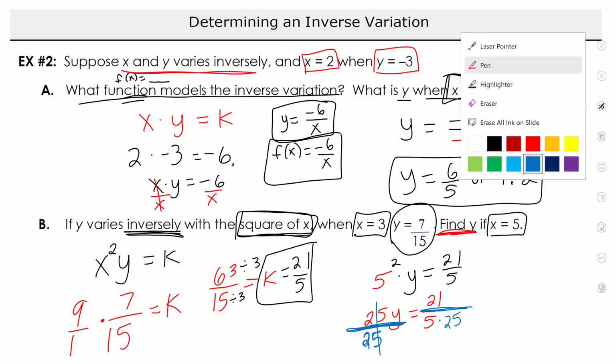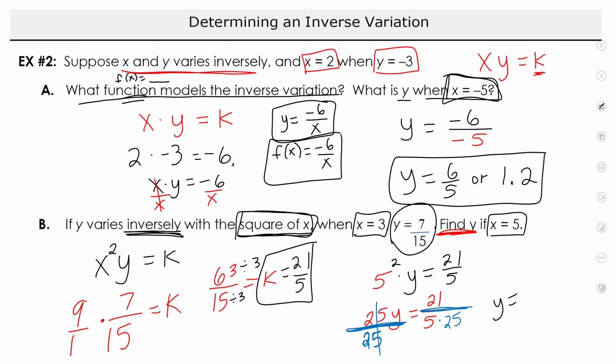Okay, let's calculate what we have. We have Y equals 21 in the numerator. 5 times 25 is 125. That's your answer.